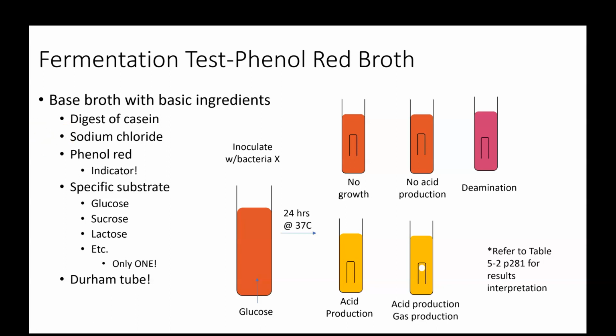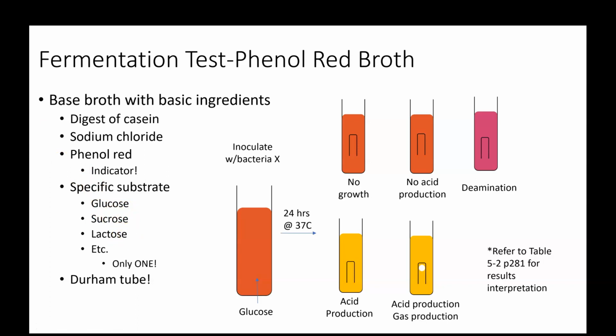And then here's where all the different broths differ. We can make at least a dozen different phenol red broths, for example, in our lab. And the difference between them is the type of substrate that you're going to put in it. So you can change this, and this is what makes this phenol red test a really nice versatile test, because you can test for basically any carb that you want to add. The ones that we typically do in class are glucose, sucrose, and lactose, but you can add anything.